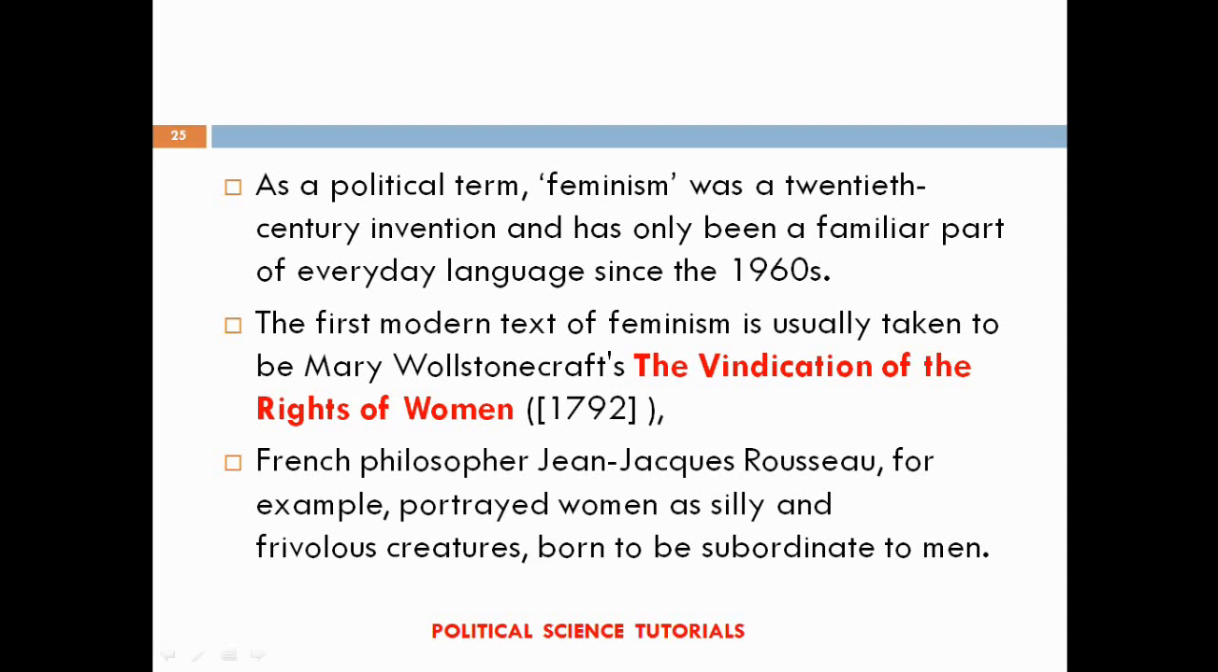We have to keep in mind that though the concepts of feminism have been used to address the suppression and oppression of women from early ages, as a political term, feminism is a 20th century invention and has only been a familiar part of everyday language since the 1960s, in which meaning we use it today. Now we will try to understand the history of feminism as an ideology in 4 waves.